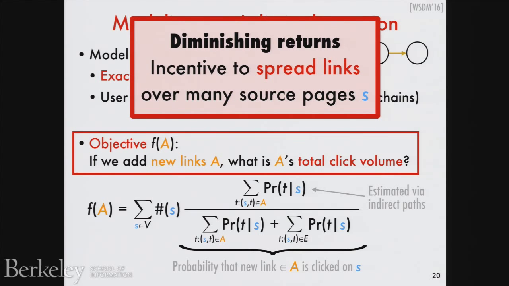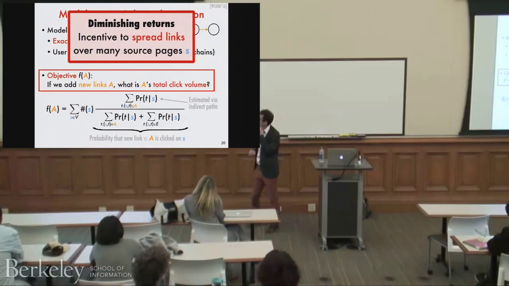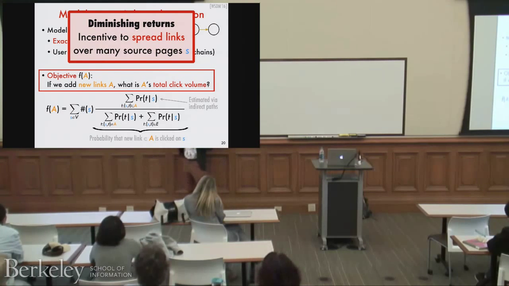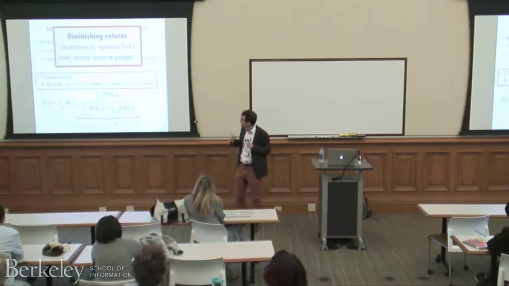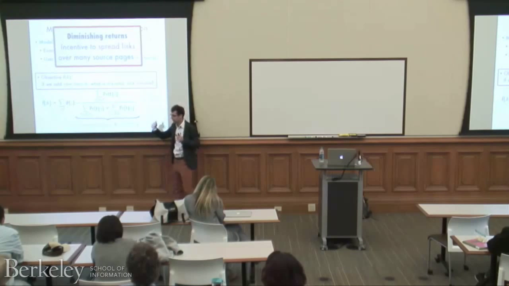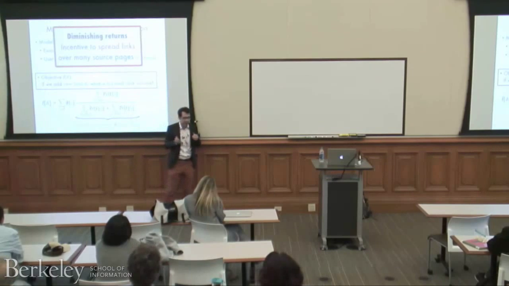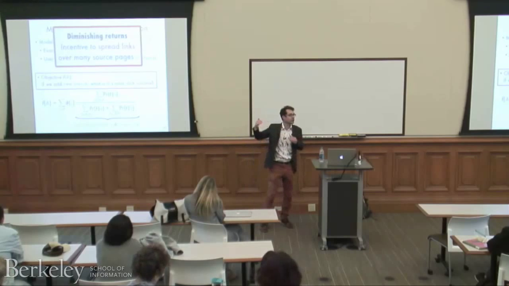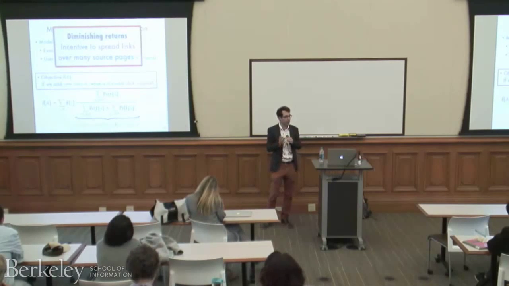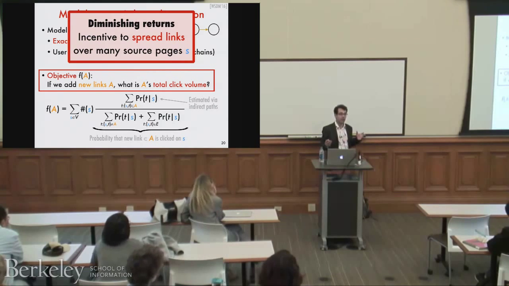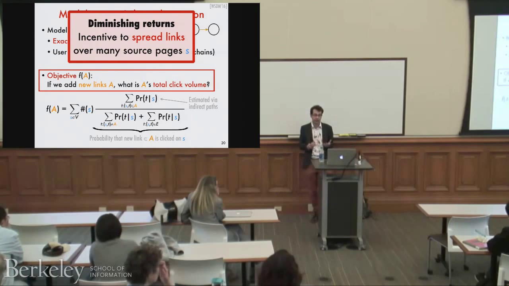Okay, so one nice property that this objective function has is what's called diminishing returns. What I mean by that is the following. Every new link that you add to the network increases the value of this objective function by some marginal amount. It increases the total click volume over the new links by some amount. But as you have already added more and more links to the network, the marginal amount that is added to the objective function becomes smaller and smaller. It can be shown formally based on this formulation, but the intuition is that links compete for attention, so it's not possible to just increase that quantity indefinitely. There's competition between the links, and that leads to diminishing returns. And what that means for us is that it provides a natural incentive to spread the links over many source pages rather than over-optimize a single source page, which is exactly what we want.